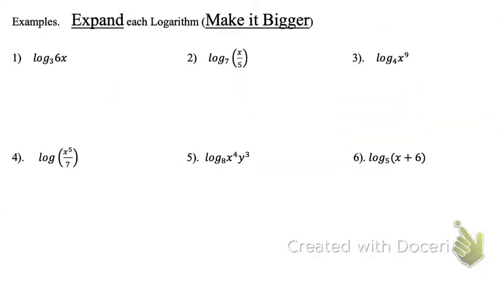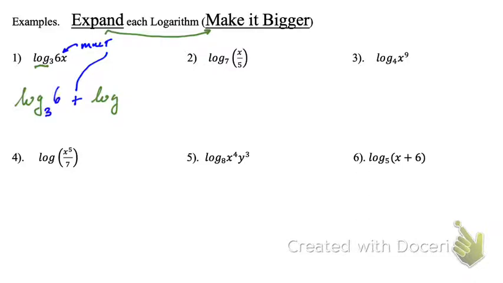Okay, let's look at some examples. We will run through expanding logarithms first. Now when you expand something, you make it bigger. What does that mean to us? We're going to go from having one logarithm to having more than one logarithm. Up here we are multiplying 6 times x, so down here we will add these two logarithms: log base 3 of 6 plus log base 3 of x. Our multiplication became an addition.